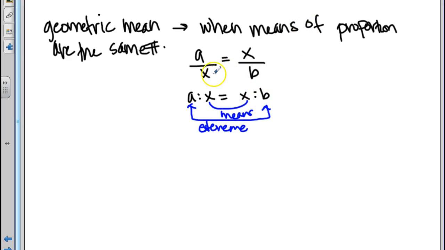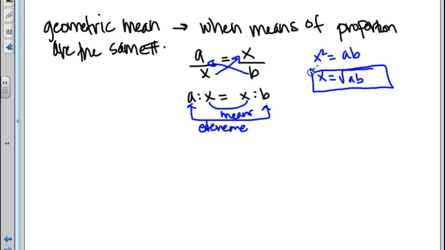So when I cross multiply and multiply the means together, I get x squared. I multiply the extremes together, I get ab. And remember when I solve this, I get plus or minus, but we're talking about length, so we'll just take the positive square root of ab. We won't derive it every time, but this is how we find the mean.